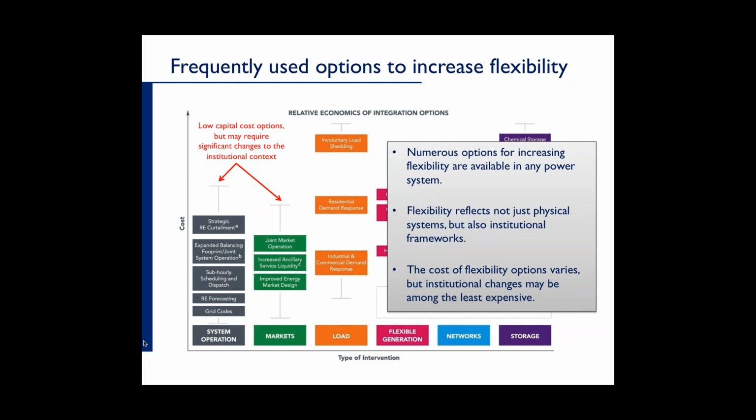There are many options for increasing flexibility. Every power system starts from a different starting place. So some systems may have implemented some of these things already. Others may not have implemented very many of these, but there are many, many options. And one of the really key points is that even though I may have a lot of flexible generation, I may not have the appropriate institutional framework in place to allow me to access that flexibility.